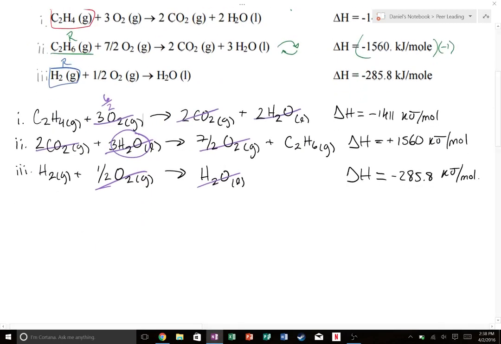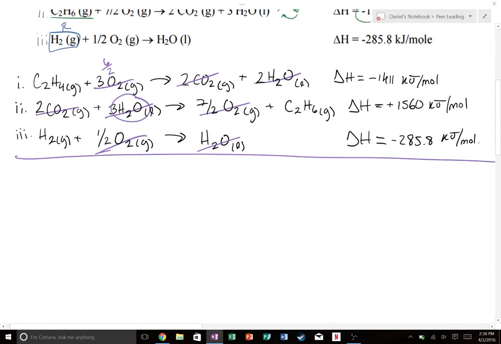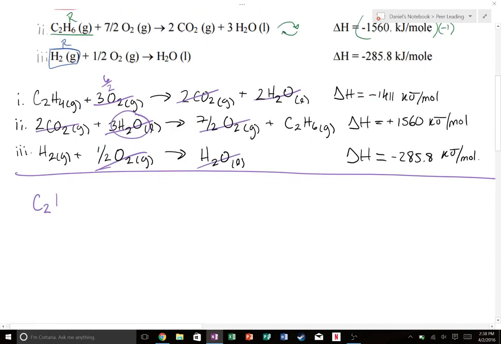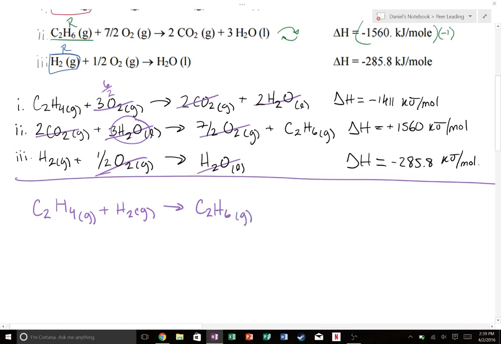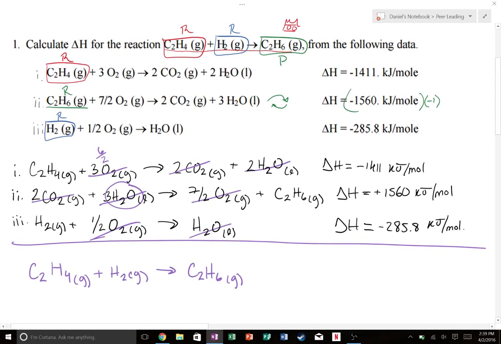So now let's write what we're left with. I'll just keep on writing in purple. This is kind of like the sum right here. Let's write all the stuff that's left over. We have C2H4 gas plus H2 gas, and that's going to form C2H6 gas. And just in case you didn't notice, what we ended up with down here is the exact same thing as our King reaction, which is what we want.